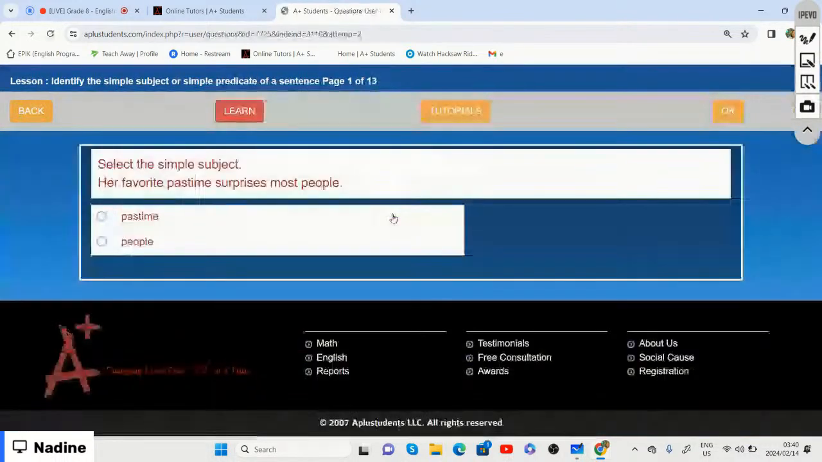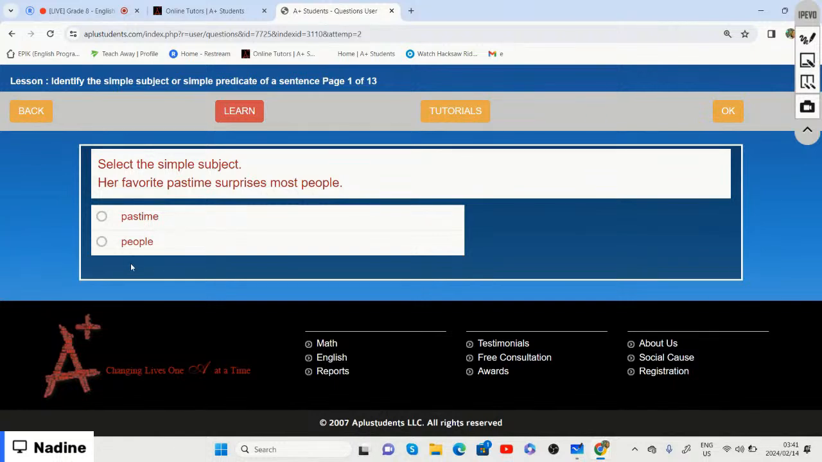So we're going to select the simple subject. And remember, the simple subject tells us who or what is doing something, and we're only identifying the noun or the pronoun. We need to select the simple subject. Her favorite pastime surprises most people.